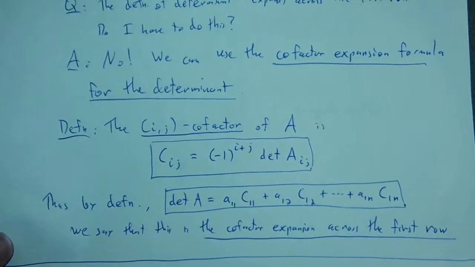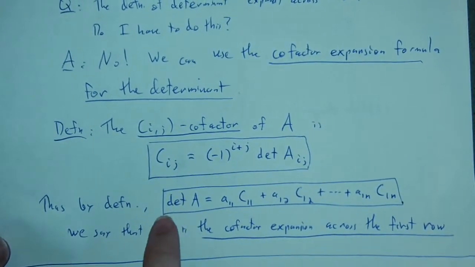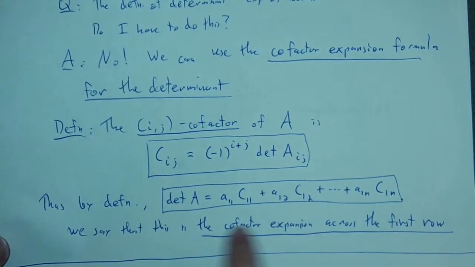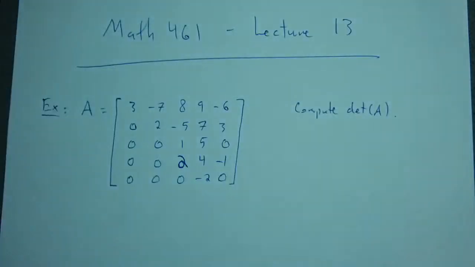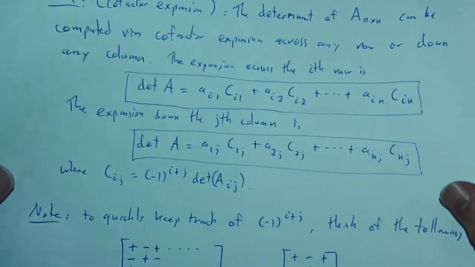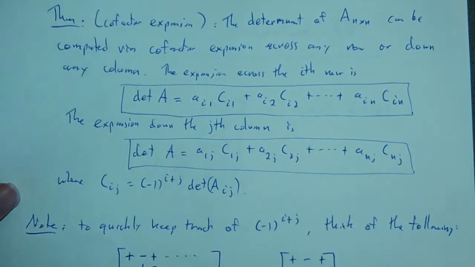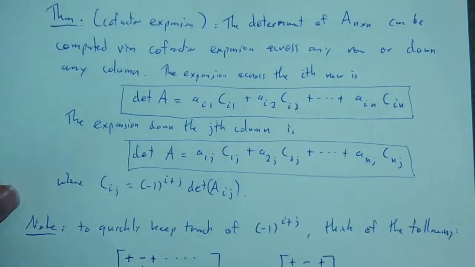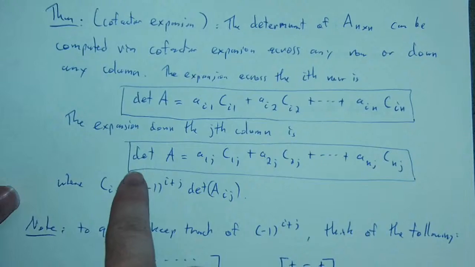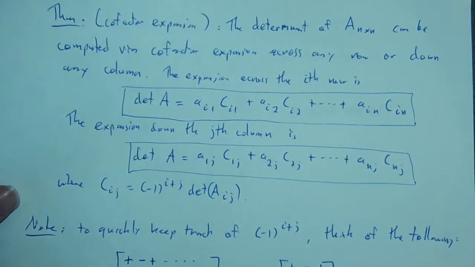Okay, and so as we saw, by definition, our determinant was the cofactor expansion across the first row, but it turns out, of course, that you can actually compute this determinant using the cofactor expansion across any row. So here's the cofactor expansion across the ith row, or down any column. Here's the cofactor expansion down the jth column.